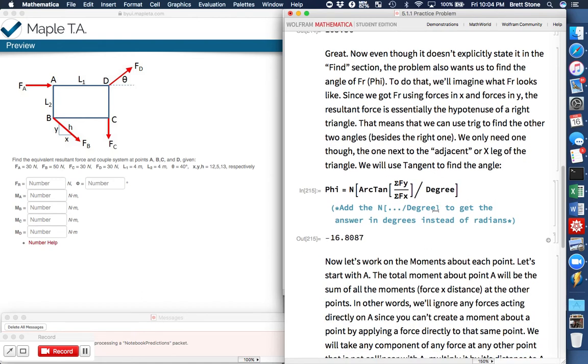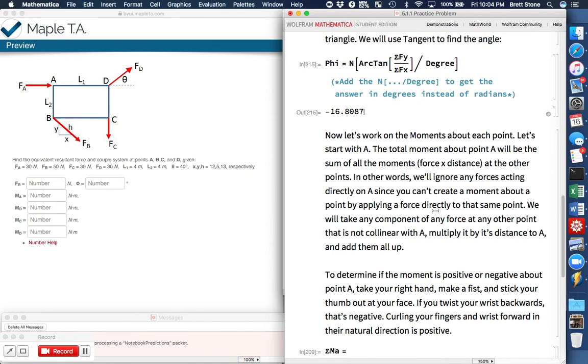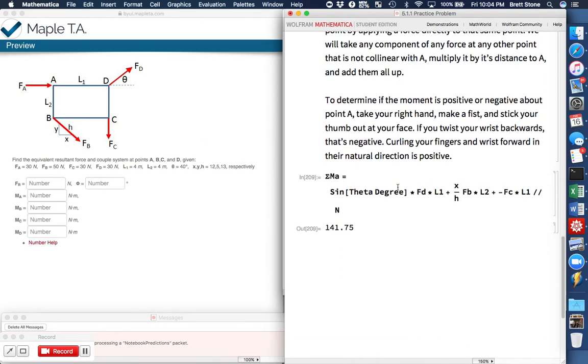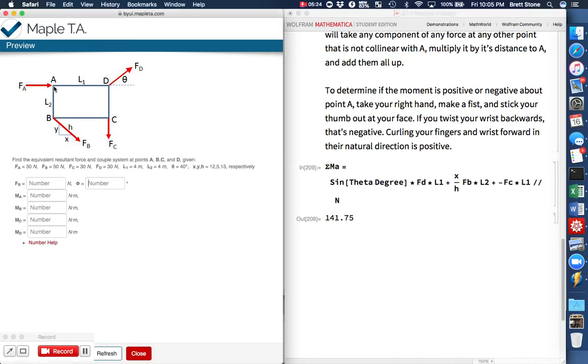All right, so let's now look at the part where it asks for the moments about different points. And I'll just show you one, and then I think you'll see the pattern and you can go from there. So about point A, what moments are caused about point A by these different forces, FA, FD, FC, and FB? Well, if we imagine holding on to this blue rectangular frame at point A, and trying to resist these forces, what would it be like?